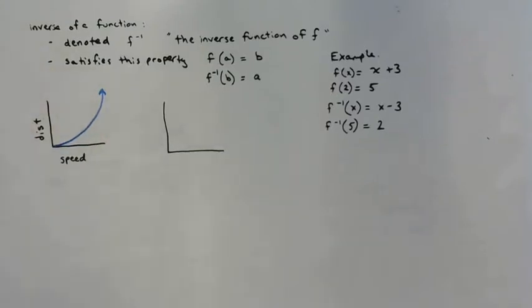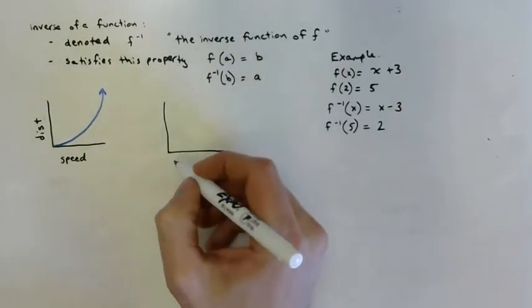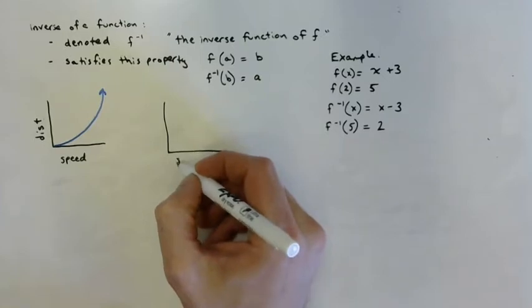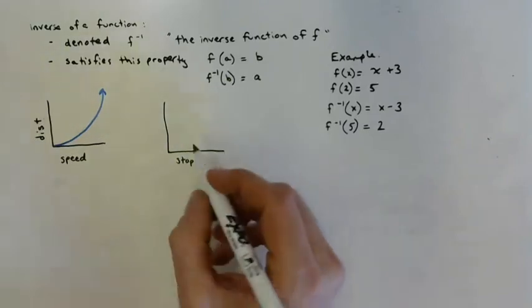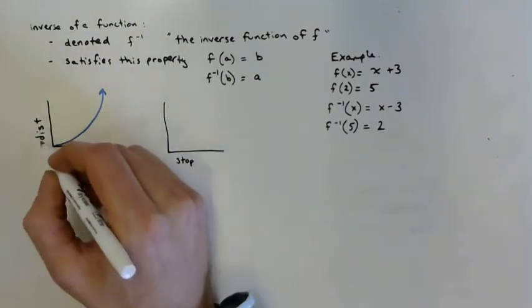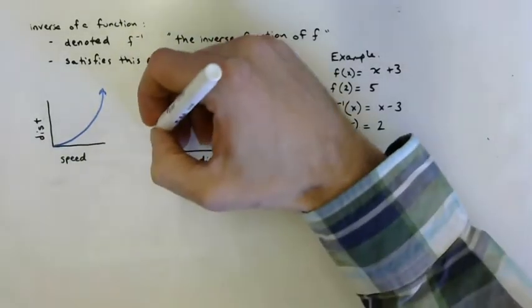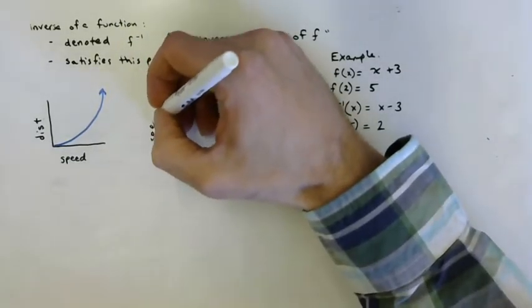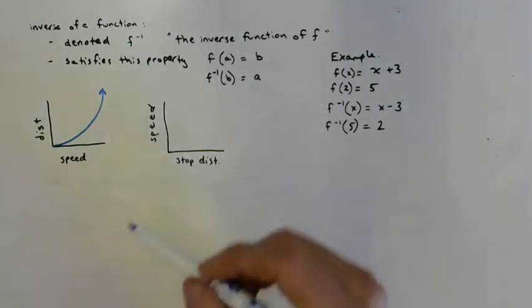Now, what taking the inverse does is it actually swaps your dependent and independent variables. So it says instead of having speed on the horizontal axis and stopping distance on the vertical, we're going to have stop distance on the horizontal and speed on the vertical. And look at the relationship that happens.